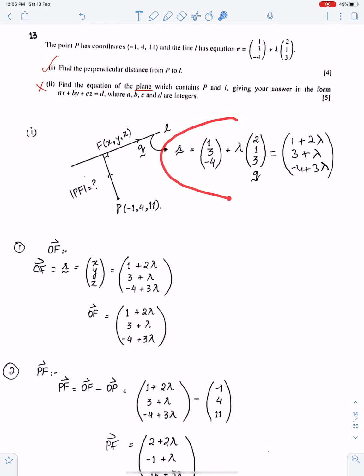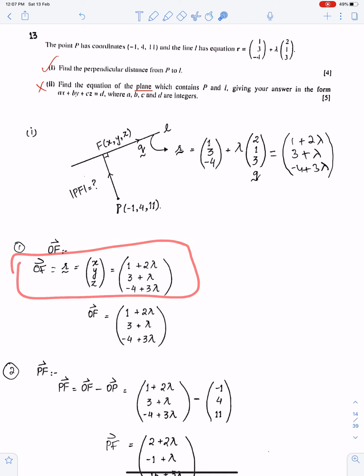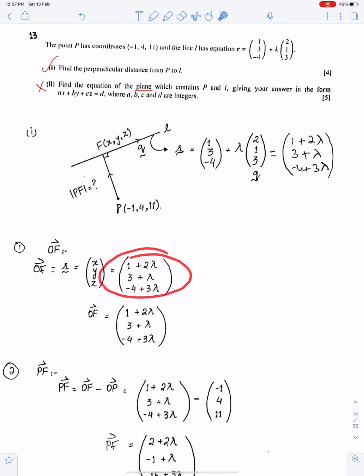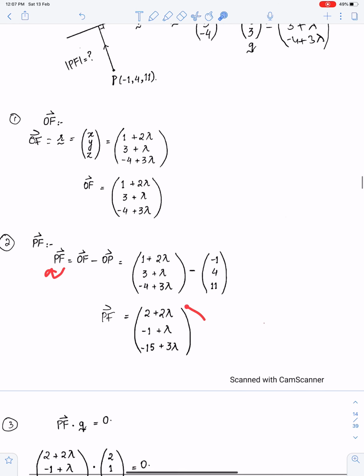This is the equation of the line that is given. F is unknown. Whenever any point is unknown, we replace R by that point. So this R is basically OF. Unknown points are replaced by R. I mean, R is always replaced by the unknown point. So this is OF. After getting OF, get this vector PF, because we need the magnitude of PF. So PF will be OF minus OP, second minus first. This is the vector PF.